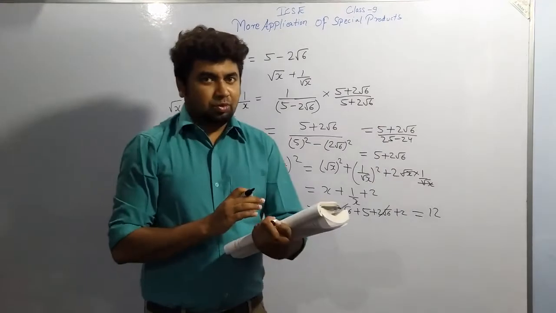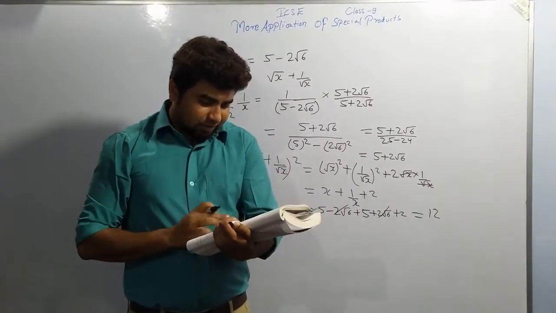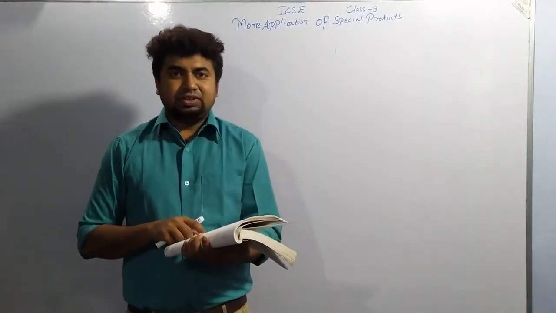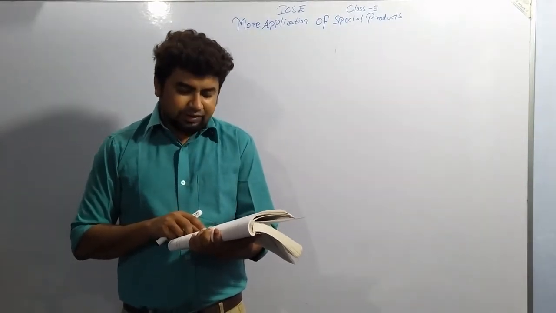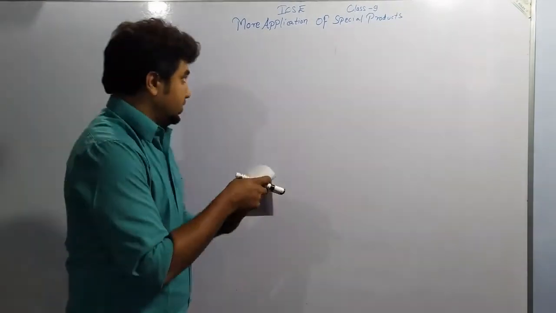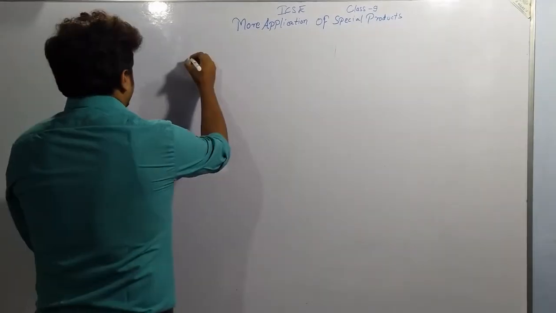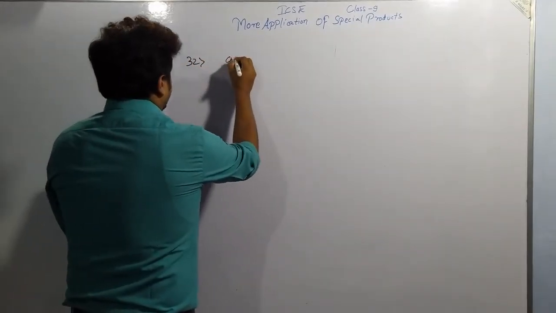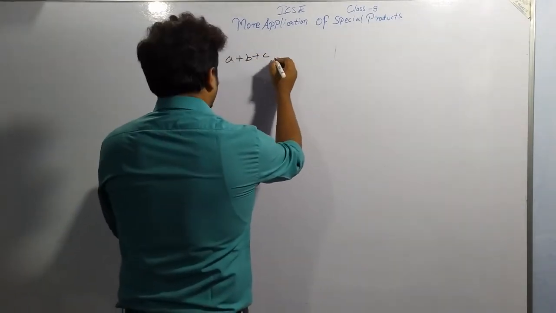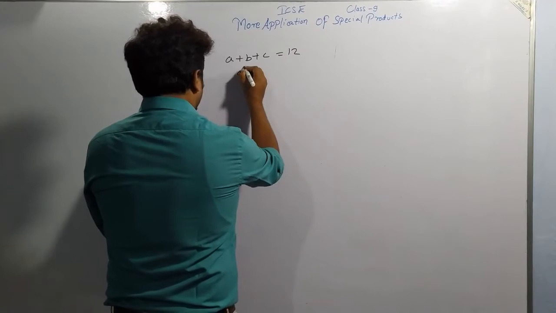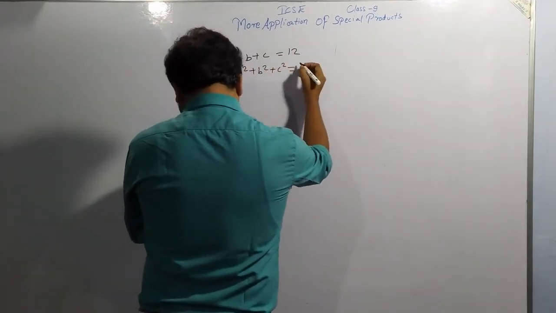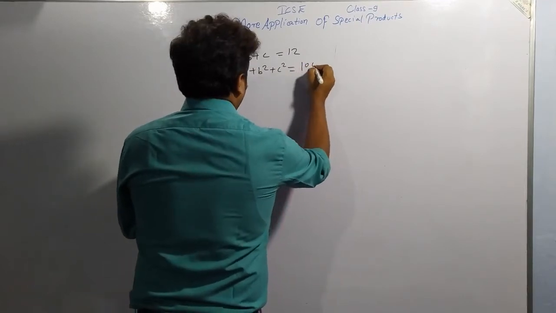Question number 30 is done. Now we will be moving to question number 32. In question number 32, it is given a plus b plus c equal to 12, and a square plus b square plus c square is equal to 100. So this is given to us.